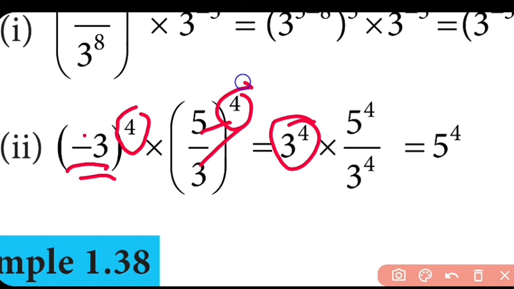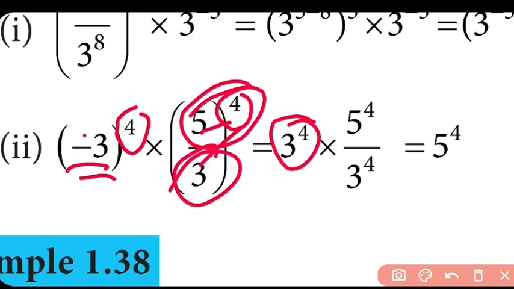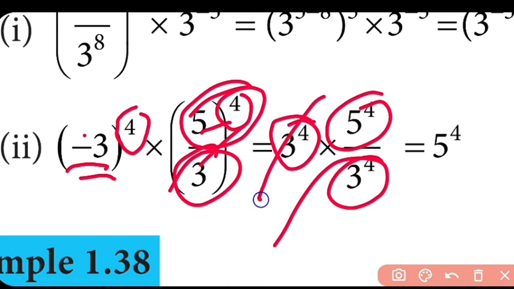Then I used the quotient law for 5 by 3 whole power 4. I separate the powers for the two terms, 5 power 4 and 3 power 4, because 4 is common for 5 by 3. So it becomes 5 power 4 into 3 power 4 over 3 power 4. Here 3 power 4 will cancel. The remaining answer is 5 power 4.